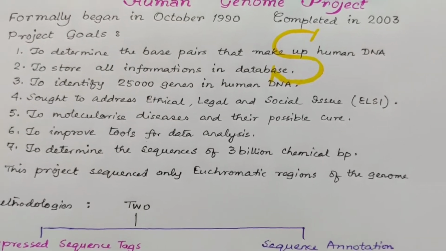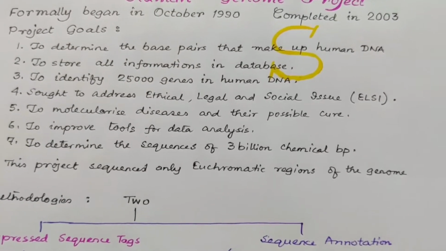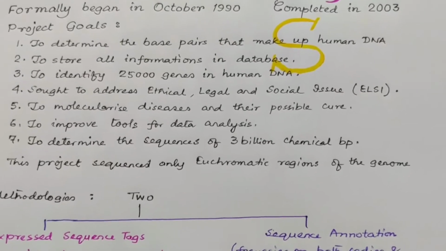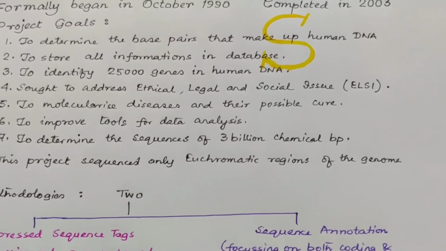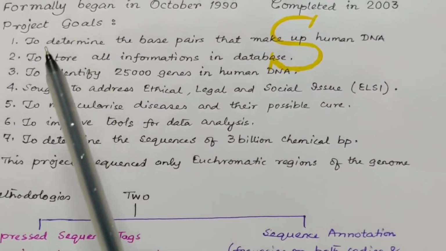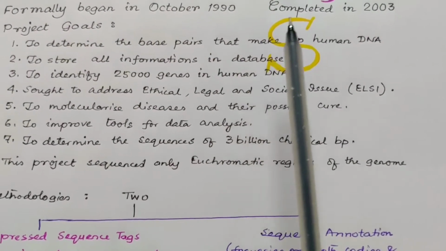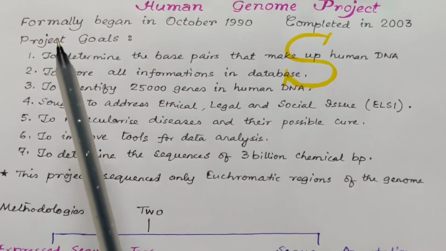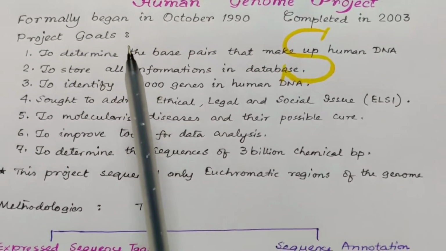Human Genome Project. It formally began in October 1990 and was completed in April 2003. It continued for about 13 years. The project goals: what were the goals of this project?